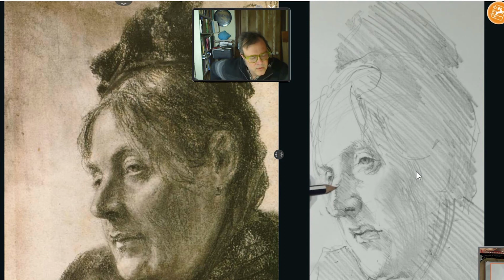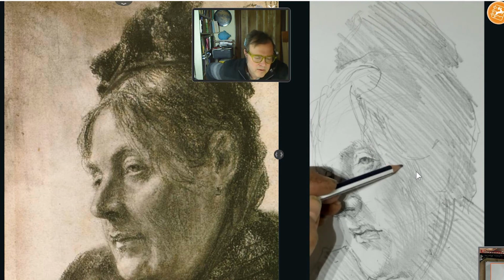But I don't want this edge to get too sharp, so you'll notice my shading direction is going over the edge and not with it. Same thing that we were doing over here.